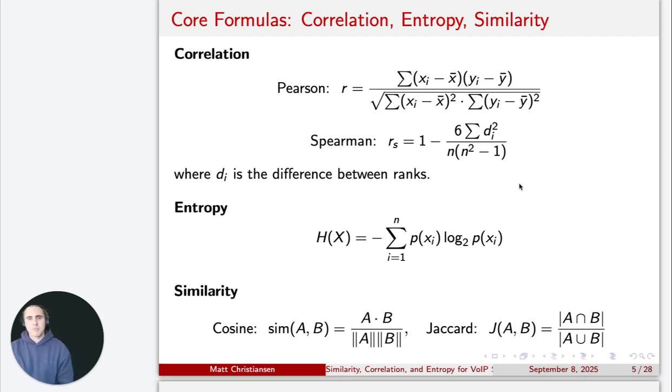And so here we have the Spearman, where di is the difference between ranks. Spearman deals with rank.